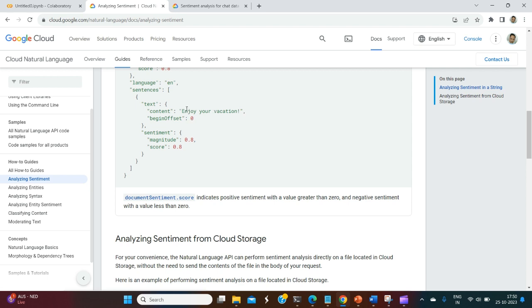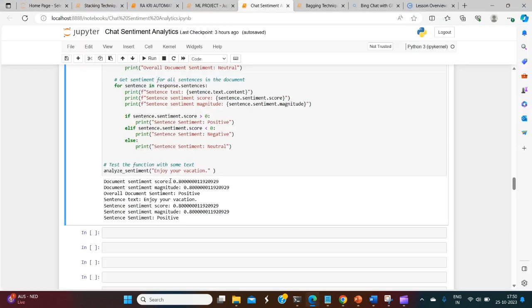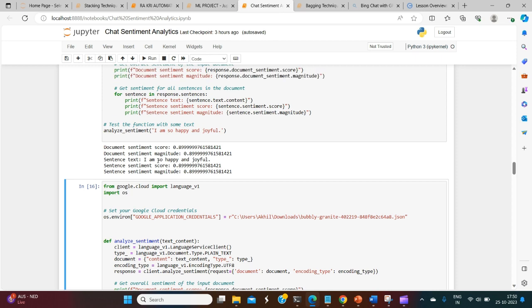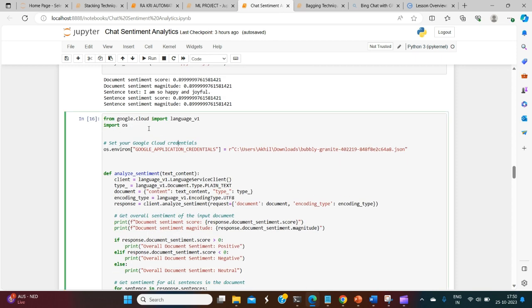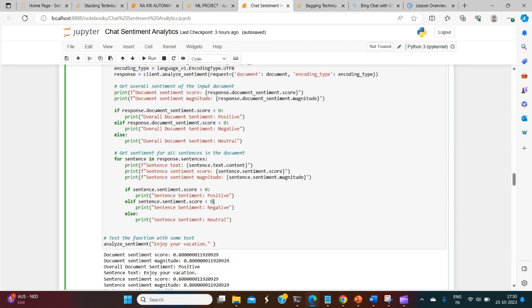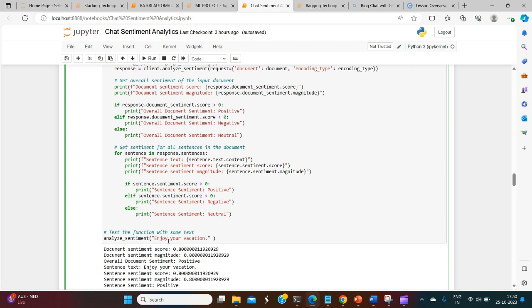You can see here, this is the content: enjoy your vacation. The algorithm generates some magnitude and some score for it. The same phrase I can use in my code as well. This is my code, and I have imported Google Cloud, this API, and I have given the credentials, and I have written the same thing: enjoy your vacation.